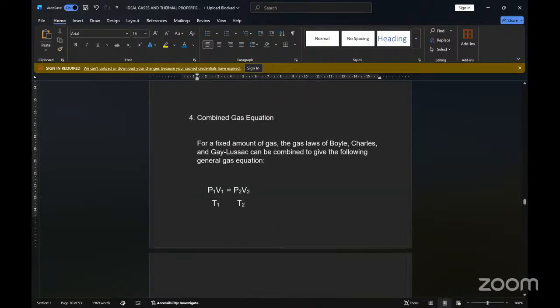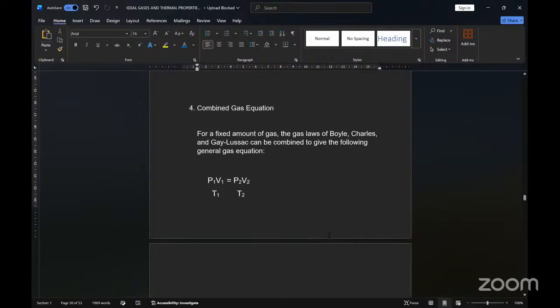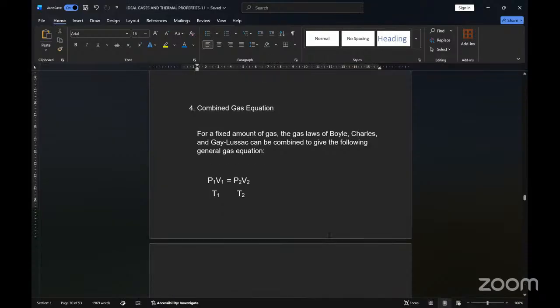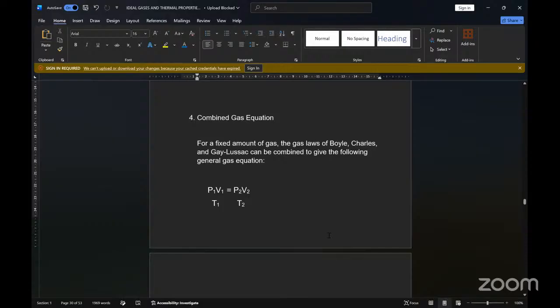Now we are moving to what we call the combined gas equation. For a fixed mass of gas, you can combine the three gas laws, Boyle's law, Charles' law, and Gay-Lussac's law, into what we call the combined gas law or the general gas equation. And that one says that P1 V1 over T1 is equal to P2 V2 over T2. So we have combined them.